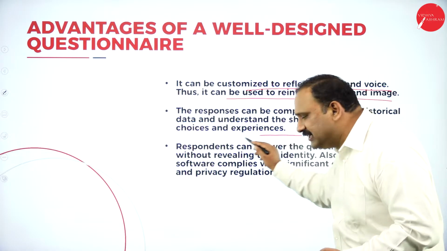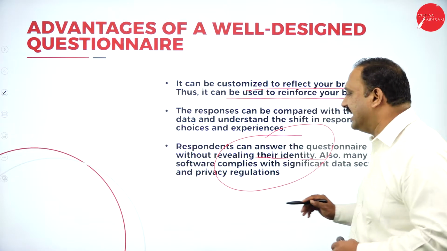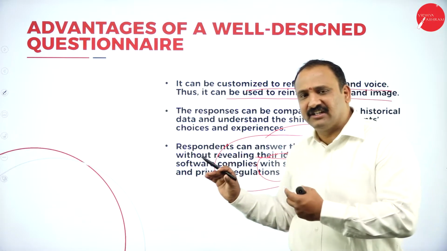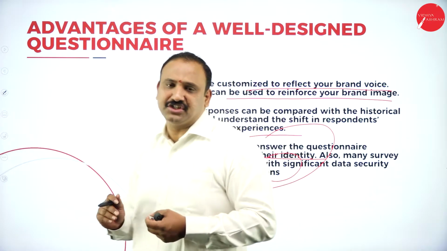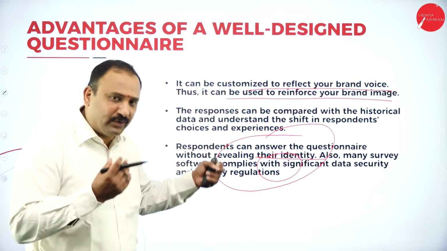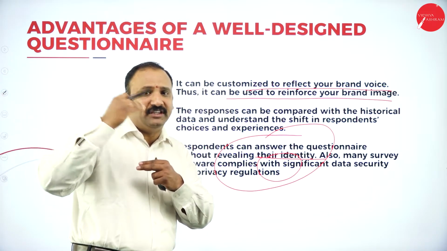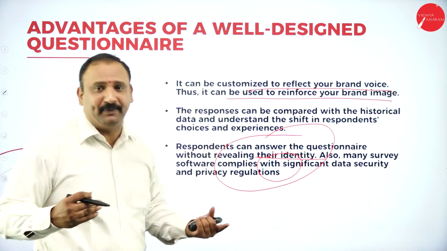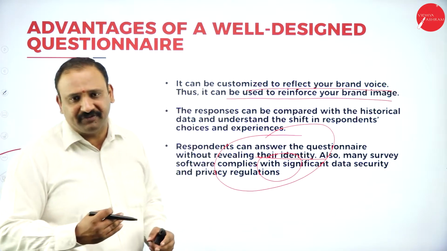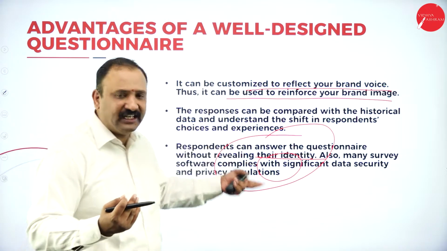Followed by, respondents can answer the questionnaire without revealing their identity. Also, there is a lot of software that complies with the significant factors of privacy and regulations altogether. So now what is happening is that it can be customized first of all to get the exact image value. The responses are compiled and compared with the historical data. So what has happened previously, how people have answered. So a shift can be understood if there is a change in data. Respondents can also answer the questionnaire without revealing their identity.